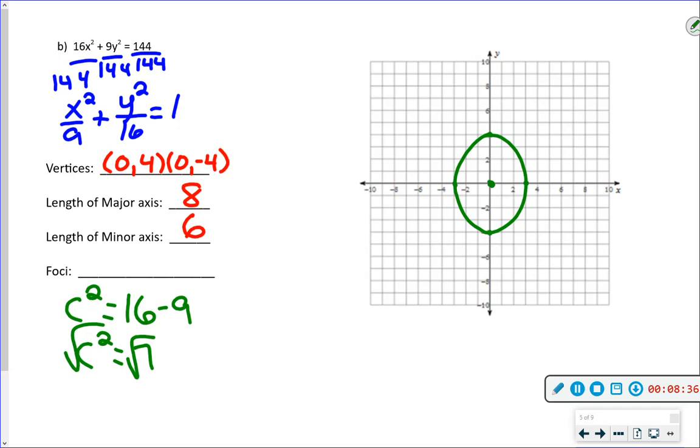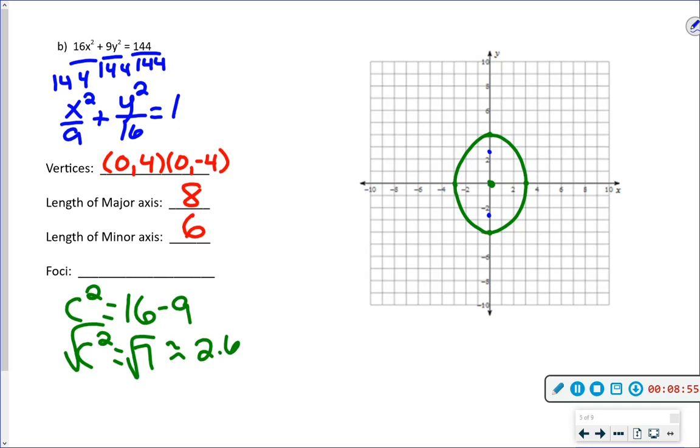Okay, so square root of 7. I forgot, I punched it in earlier. It's about 2.6, just for the record. So that's going to be on your major axis. So from the center, because our major axis this time is vertical, I'm going to go up 2.6, down 2.6.